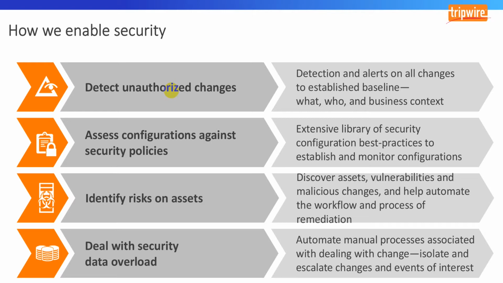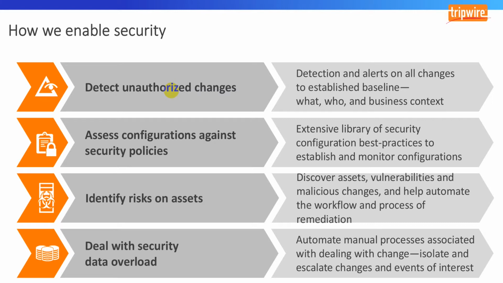And to identify the security risks, we can help you identify and discover the assets by integrating Tripwire Enterprise with one of the security products we already have, which is IP360, to identify and discover the assets and vulnerabilities. And absolutely, it can discover the malicious changes and help you automate the risks and the workflow and make the remediation. And finally, deal with the security and data overload.